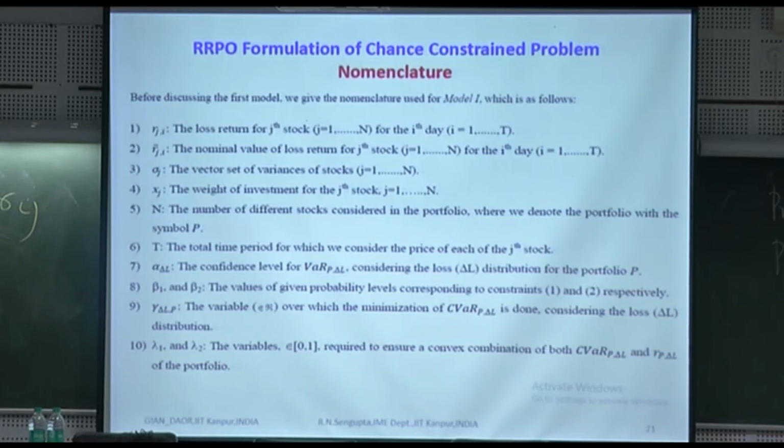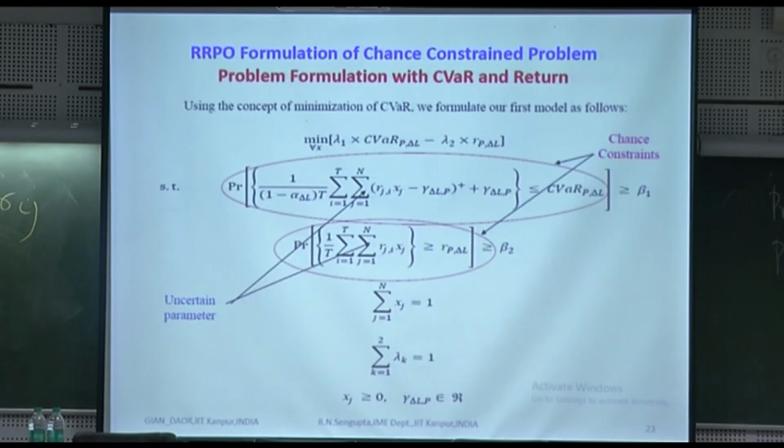The problem is very simple: you are doing robust optimization now. The nomenclature is exactly the same. The problem is like this. I want to minimize one form of risk, which is the conditional value at risk, which you use in finance, and I want to maximize my return. So minimization of minus is basically maximization.